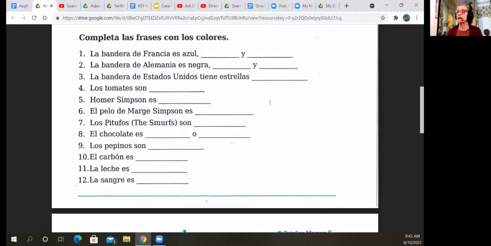And the color is white. So we're going to want a feminine and a plural word for white. Blancas, bien. La bandera de Estados Unidos tiene estrellas blancas. Estrellas blancas. And notice, they don't say blancas estrellas. It's estrellas blancas, stars white.